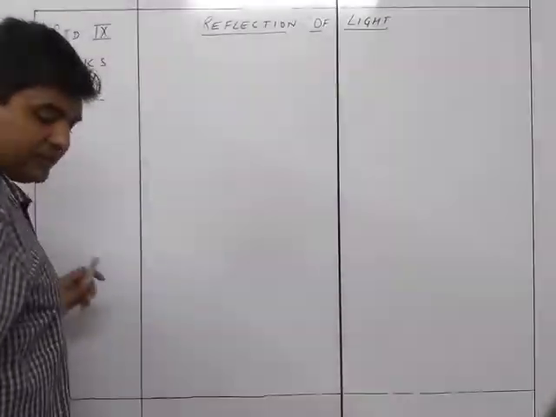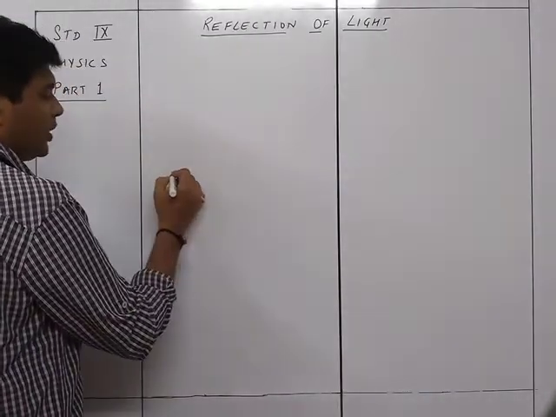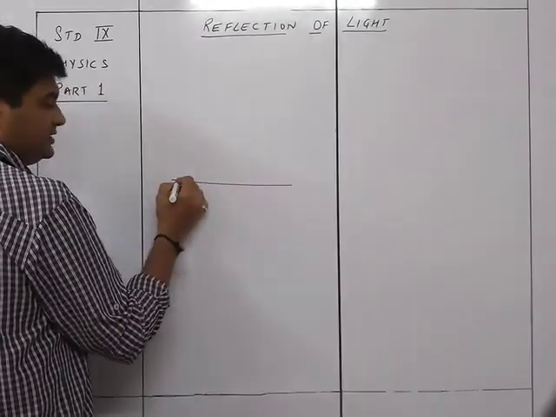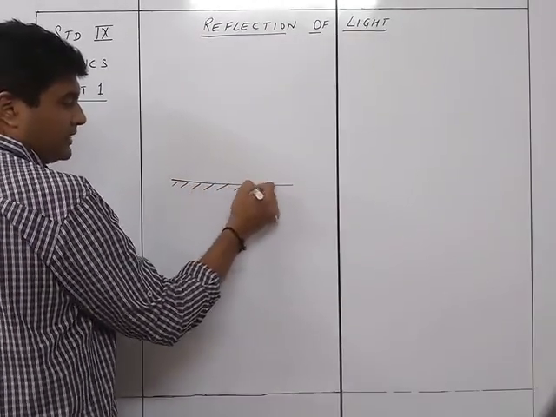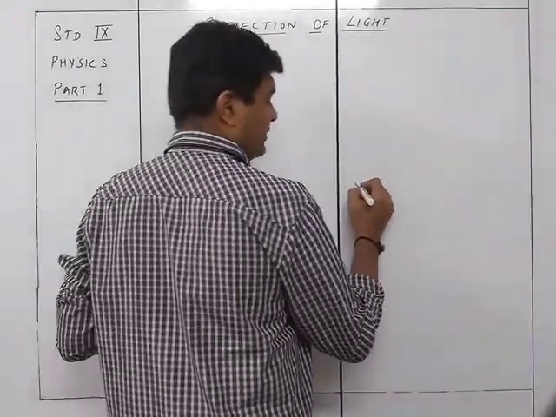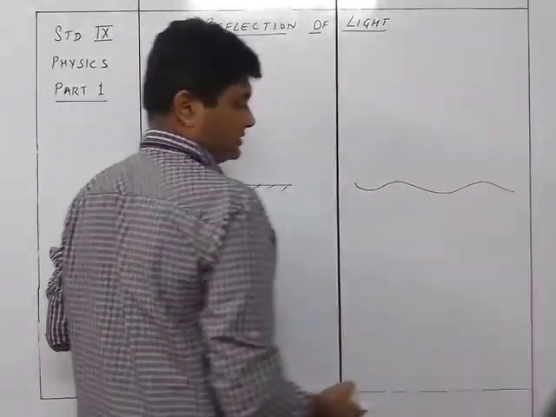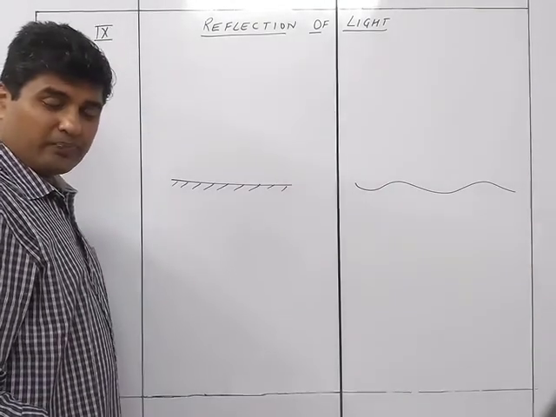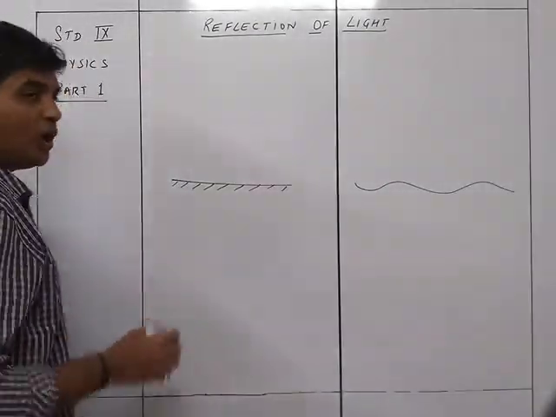Now suppose I have two objects. One object is a plane surface like this, or maybe a mirror, and the other surface is curved like this. This is the curved part over here.